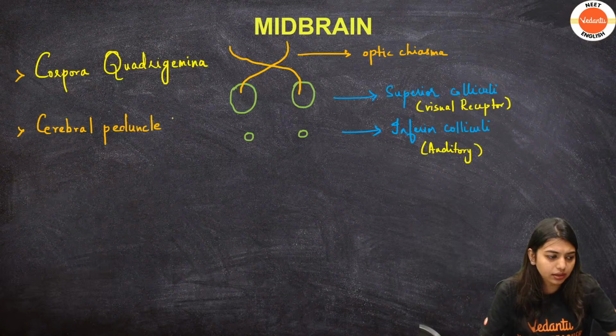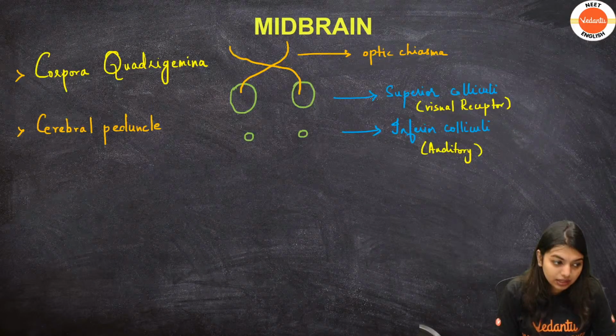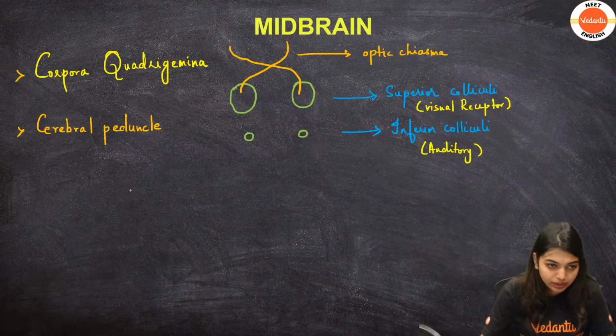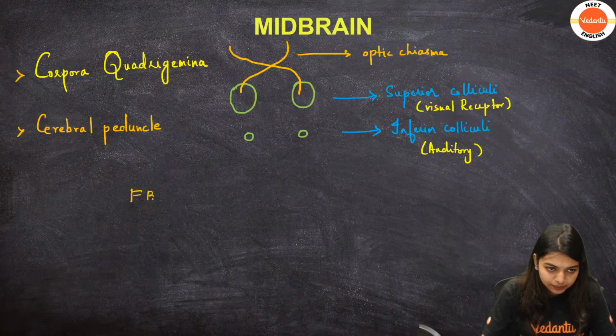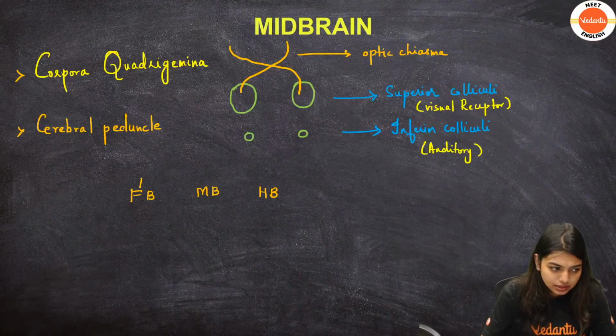Cerebral peduncle. Whose uncle? Cerebral peduncle. Okay, what is the cerebral peduncle actually going to do? It is going to connect your forebrain. So there's midbrain and there is hindbrain. Yes or no?